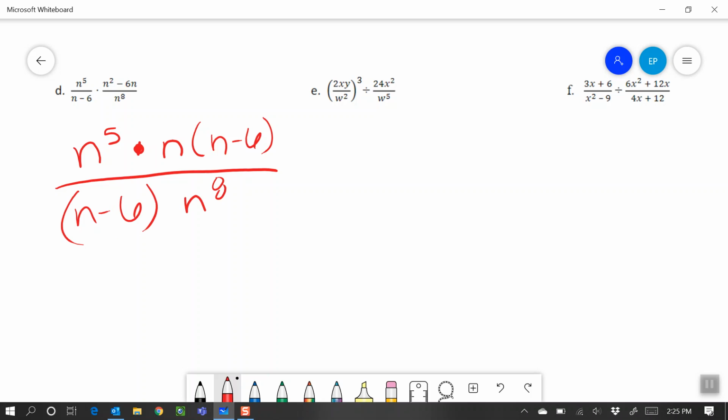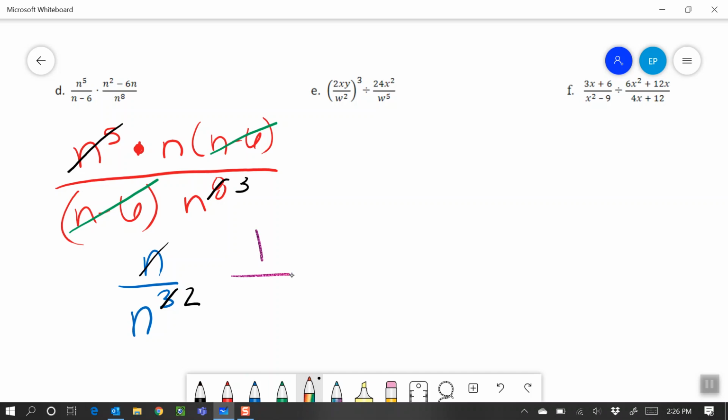So what I'm going to do is I'm going to cancel things out. So n minus 6 cancels with n minus 6. N to the 5th and n to the 8th cancel out. So there's 5 n's on top here. I'm going to cancel that out with 5 here, so I'm going to have 3. I'm going to rewrite this out as n over n cubed. And I can see that I can still cancel things out. 1 n on top with 1 n on the bottom. So my final answer is going to be 1 over n squared. And that's my final answer.